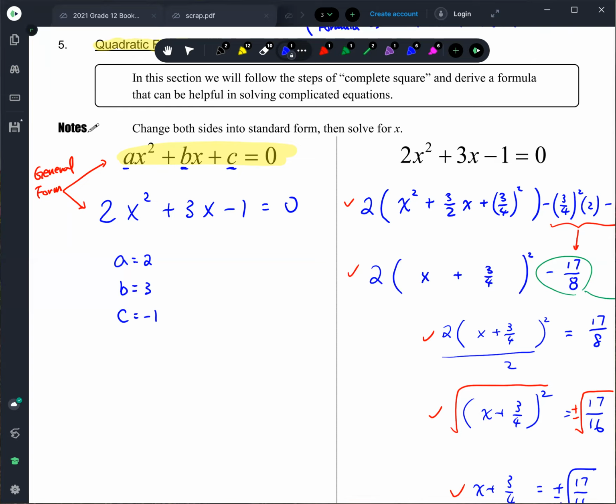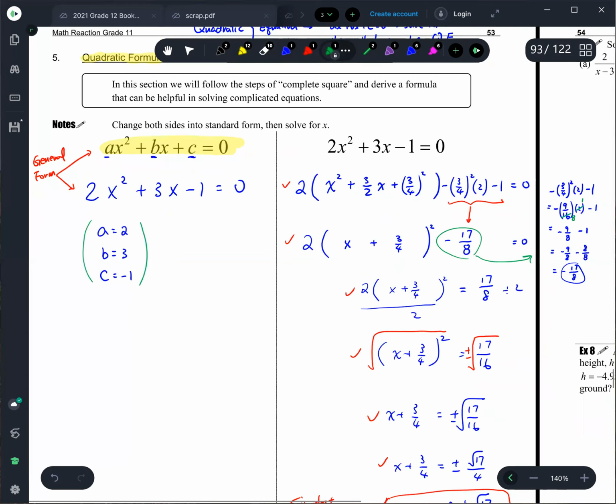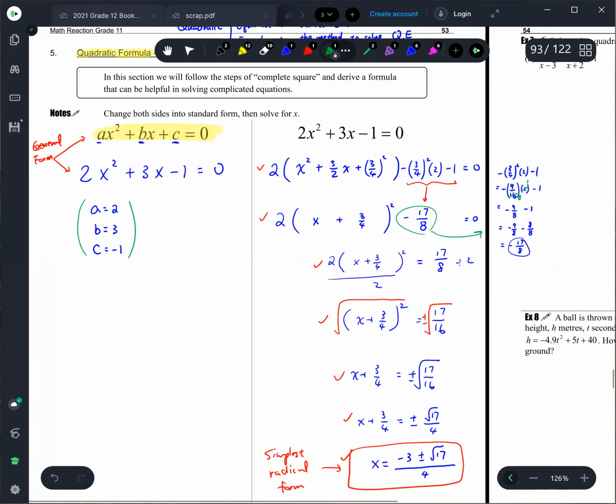C is the one that doesn't have any x. Okay, so first of all, you turn it into general form, figure out what the ABC is, and then you just plug it into the formula.